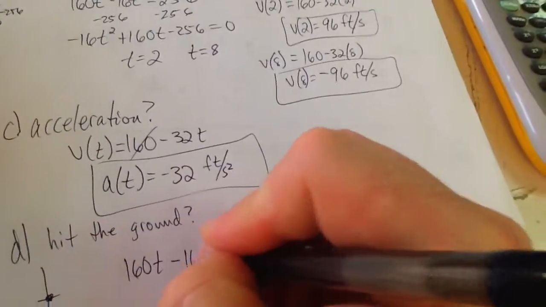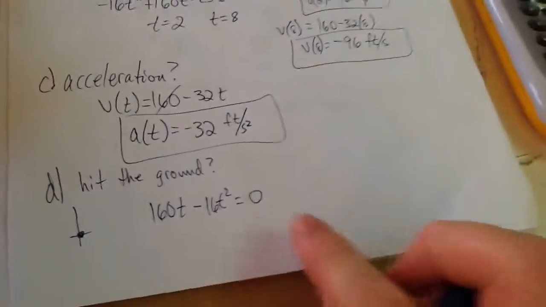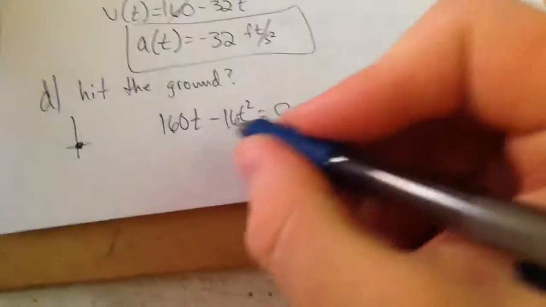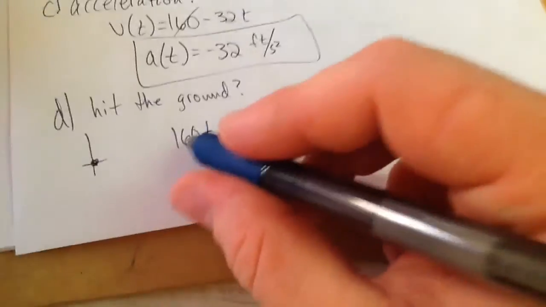There it is, 16t squared equals 0. Maybe we didn't do this. Did we do this over here? Nope. We did the velocity equal to 0. So yeah, it's just position equal to 0. Again, you could plug it into your graphing calculator. You could factor it. We'll factor this one.